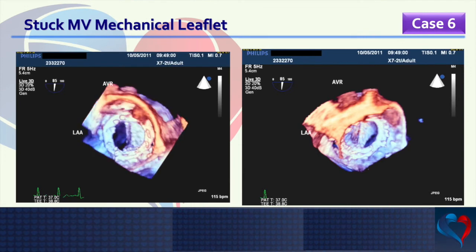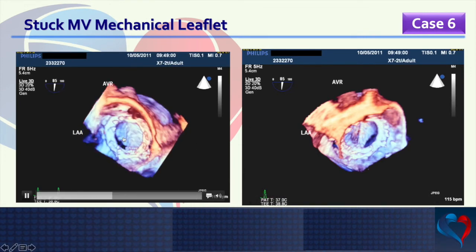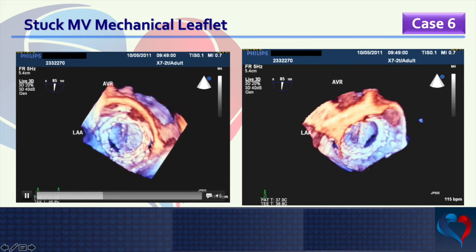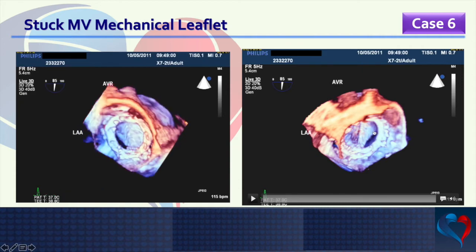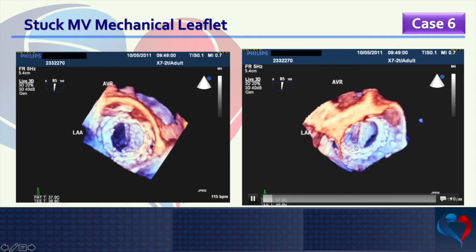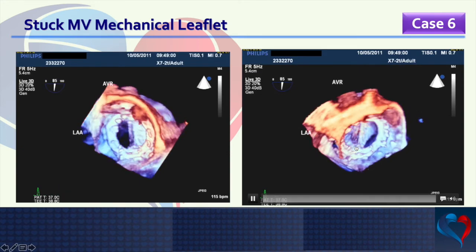This is the same patient. So this is the mechanical valve, and this leaflet is moving. This leaflet is stuck. So this leaflet is stuck while it's open, so the patient will have severe mitral valve regurgitation.